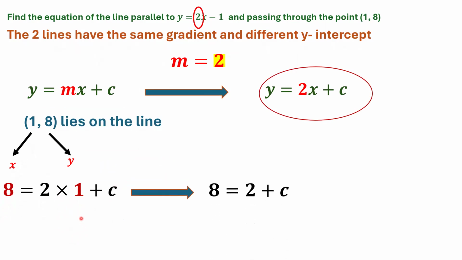8 will equal 2 plus c, so c simply equals 6. Then replace the 6 in its place in this equation as the c. And that's the targeted equation of your line. So simply, I have a line parallel to my targeted line. I take its gradient and replace it in my line as the gradient, because the two lines are parallel. Then I substitute the point (1, 8) in my line to get the c. When I get the c, I replace it in its place in the equation.